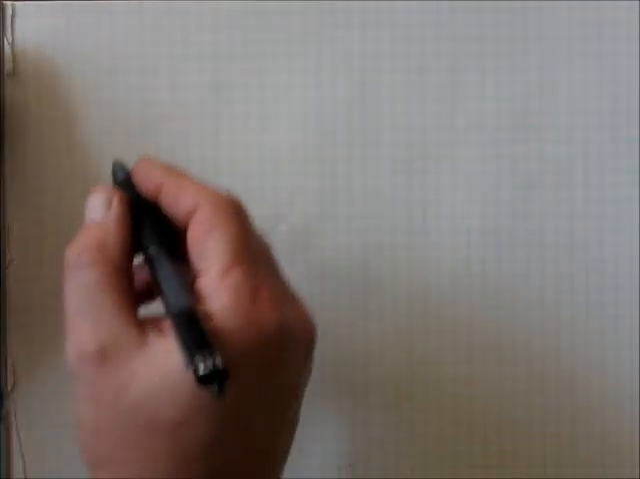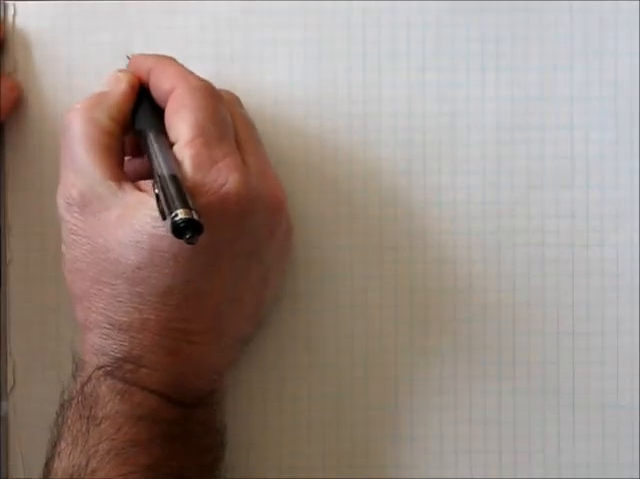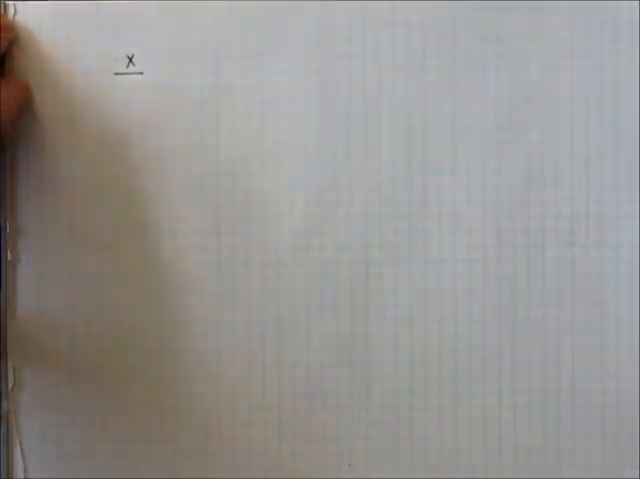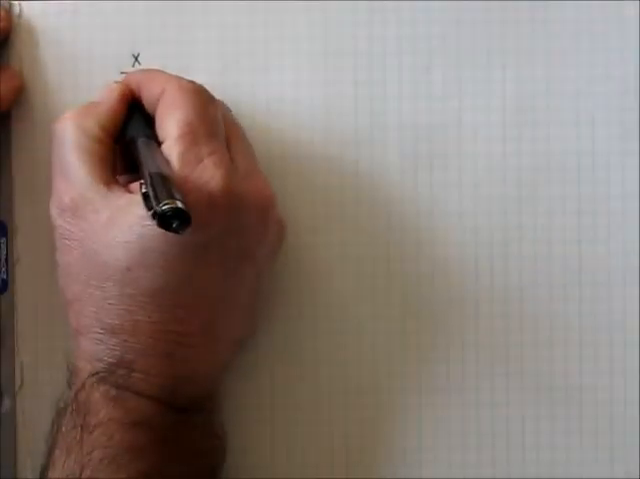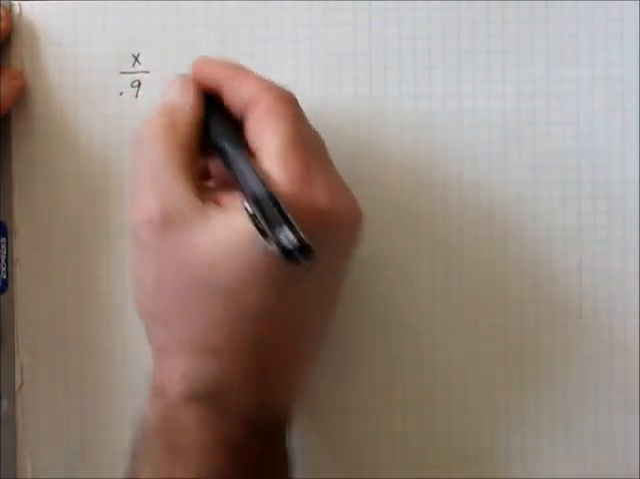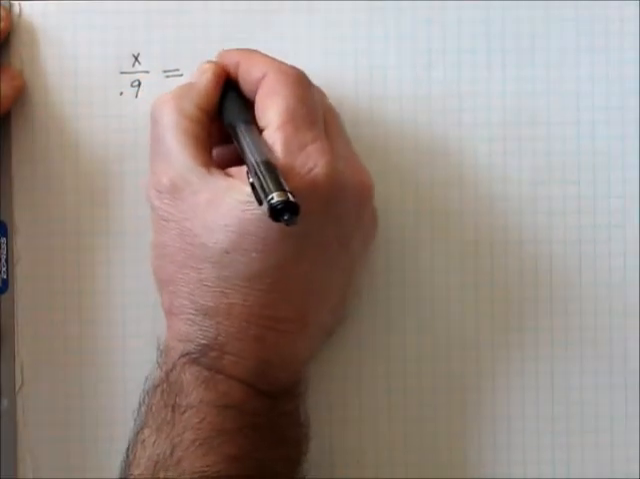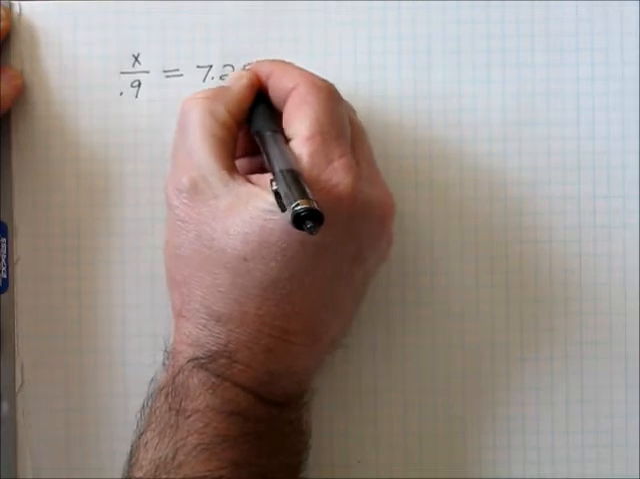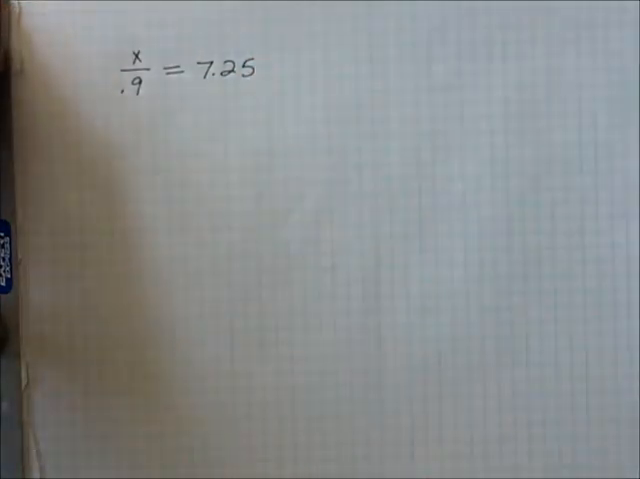Okay, in this video we're going to solve equations using multiplication and division with decimals. So let's say I have an equation like this: x divided by 0.9 is equal to 7.25. My goal is to find what x is.